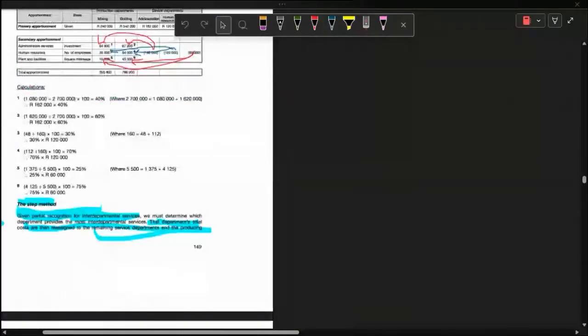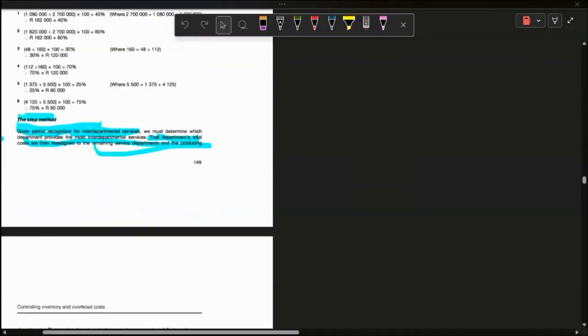We move quickly to the step method, sorry. There is partial recognition. That's what they tell you. There is partial recognition for interdepartmental services. For example, HR helps also the other service department, which in turn also help the production department. So HR is helping all departments, production as well as service department, right? So that's what it means here.